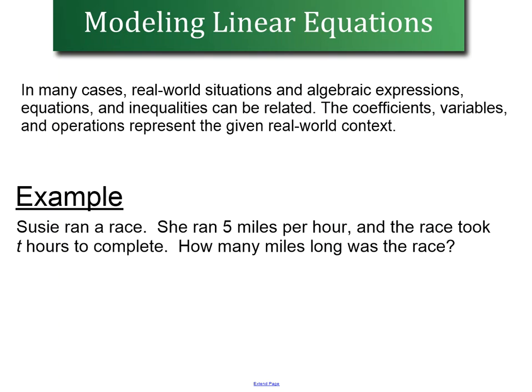So here's a quick example. Susie ran a race. She ran 5 miles per hour. The race took T hours to complete. How many miles long was the race? Well, if she's running 5 miles an hour and the race took T hours, it makes sense to multiply the rate, 5 miles per hour, times the hours it took to complete, T. That will give you how many miles long the race was.